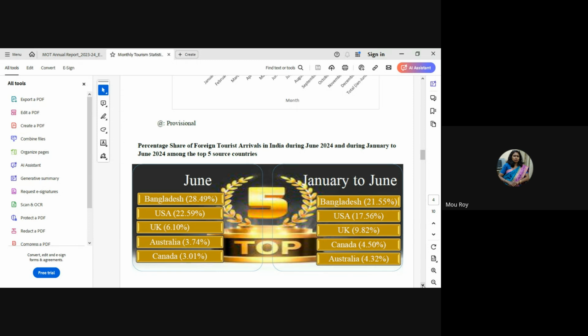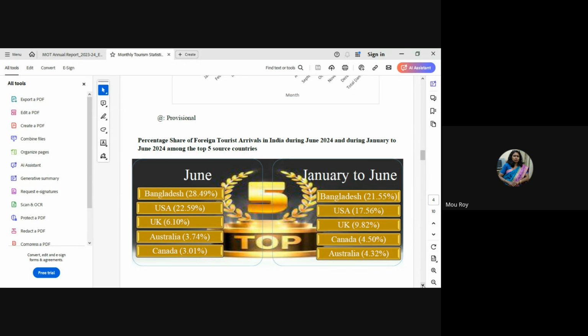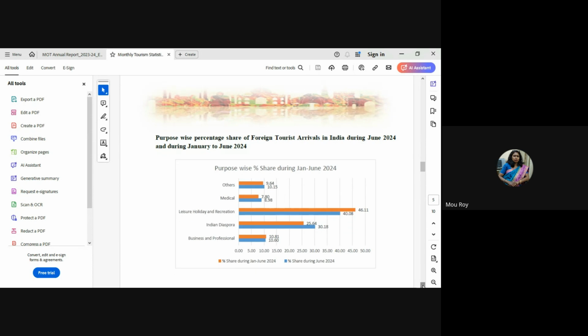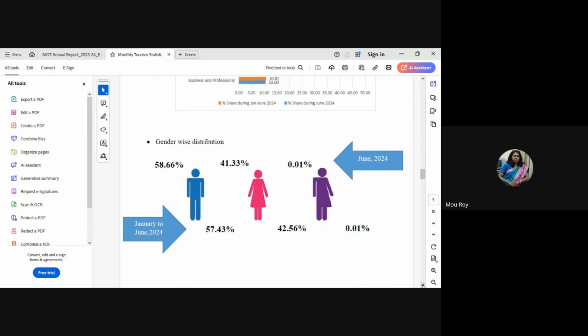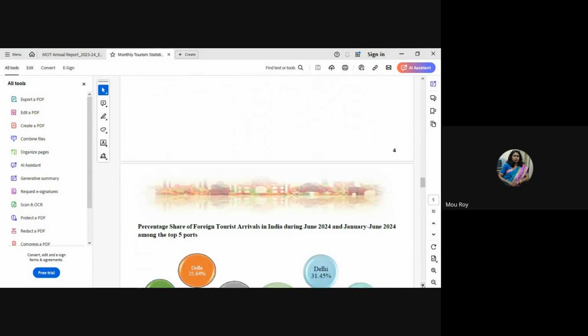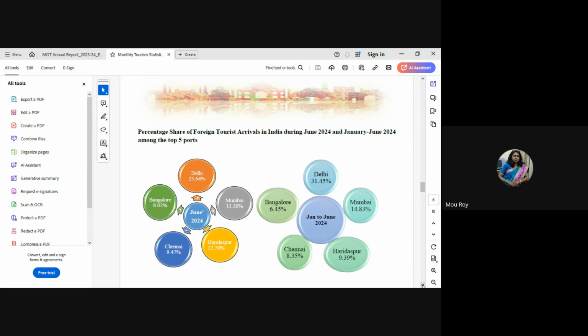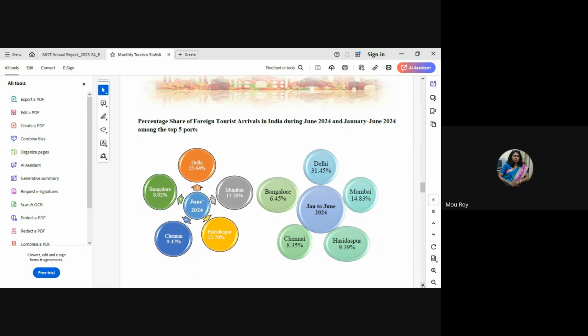And January to June also, if you see, this is what happens. Then now we even have gender wise distribution also, male, females, and everything is mentioned. Here comes another very interesting one, the percentage share of foreign tourist arrivals in India during June 2024 and January to June 2024 among the top 5 ports.